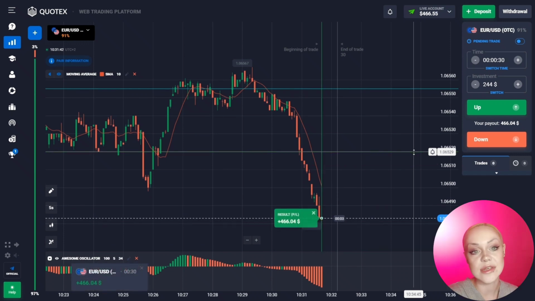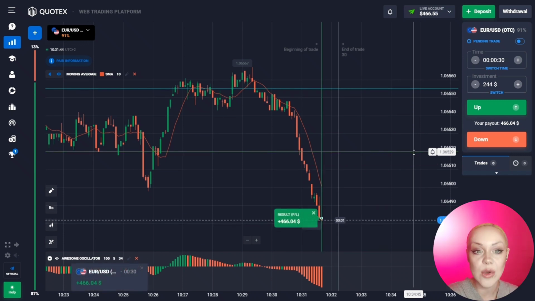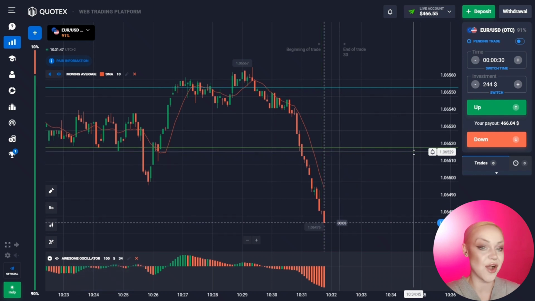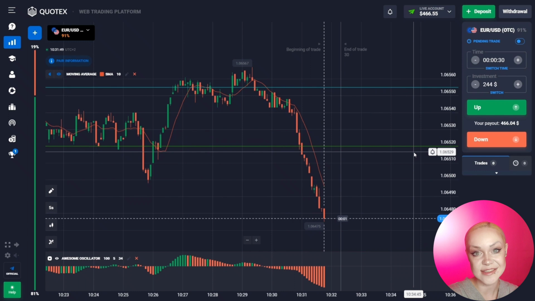And we see that during this time, the price goes below its last minimum, which allows us to make a profit. So let's see what happens in the market next.